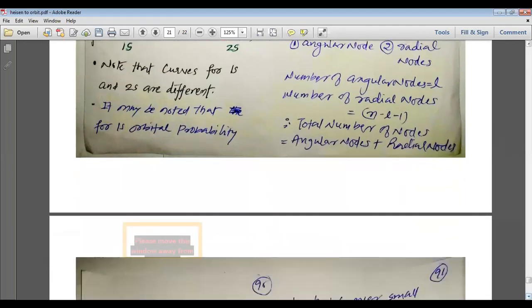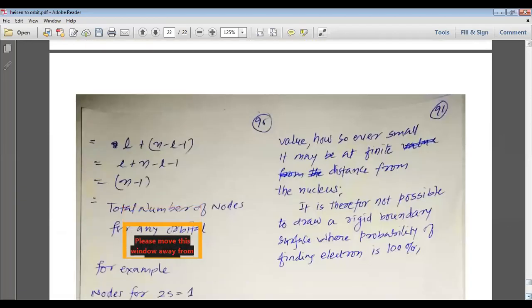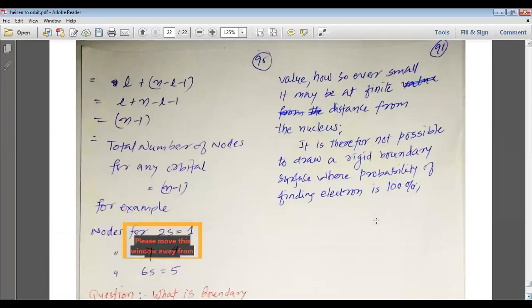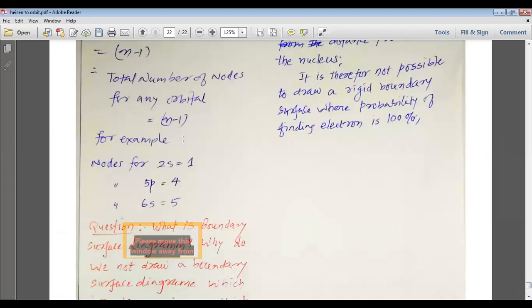My dear students, we know that angular nodes have the value L, and radial nodes have the value n minus L minus 1. So let us put the value: angular node is equal to L and radial node is equal to n minus L minus 1, and by solving this we find that the total number of nodes is equal to n minus 1. That means the total number of nodes is equal to the principal quantum number minus 1. So for any orbital, now we can find out the nodes.